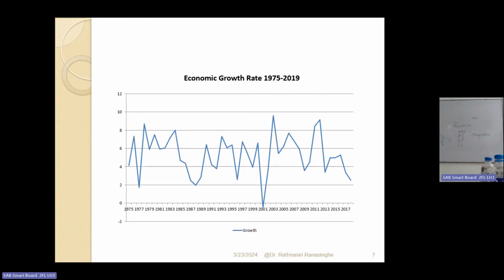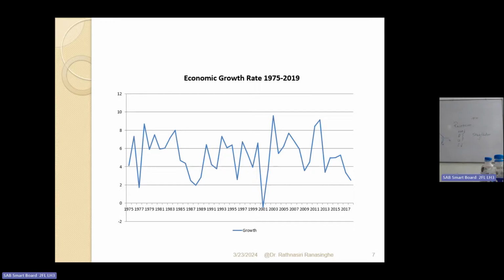Sustainable output level over the longer period, right? Now you look at this, the behavior of the GDP, economic growth rate. This is called real GDP, in real terms. Now we see in the 1970s what happened? It decreased because of the policies.